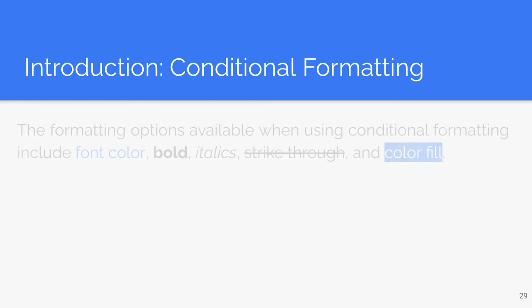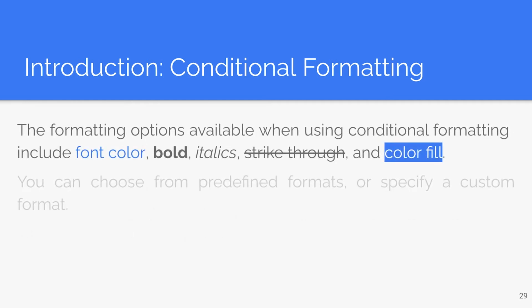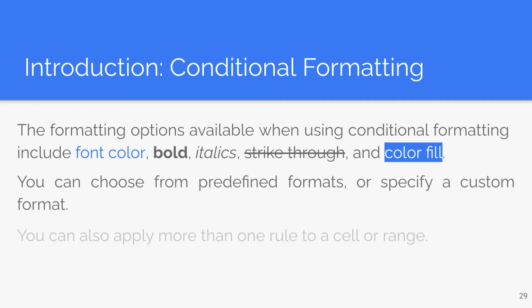The formatting options available when using conditional formatting include font color, bold, italics, strike-through, and color fill. You can choose from predefined formats or specify a custom format. You can create very simple conditional formats from the predefined logic or create very complex logic to evaluate your data. It all depends on your data and what you hope to achieve. You can also apply more than one rule to a cell or range.